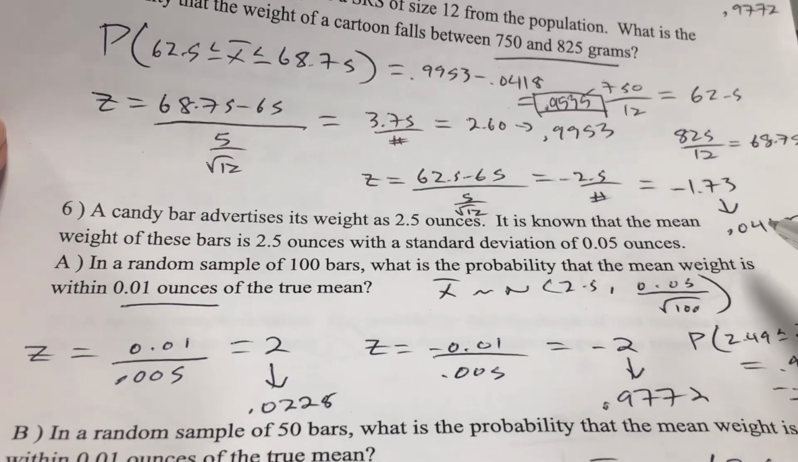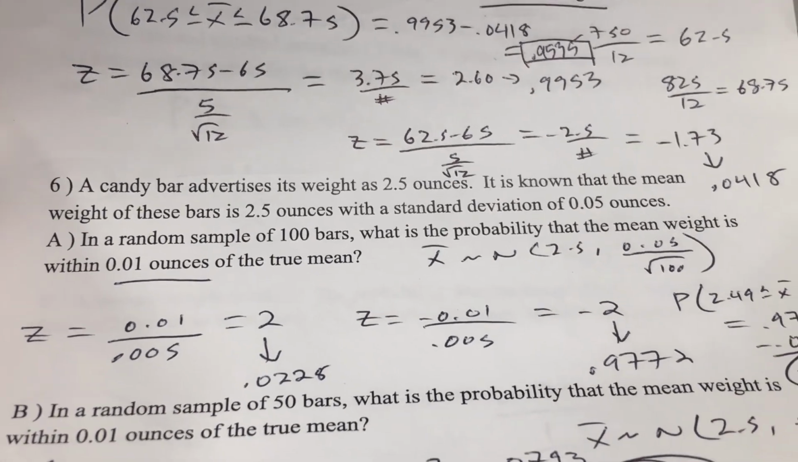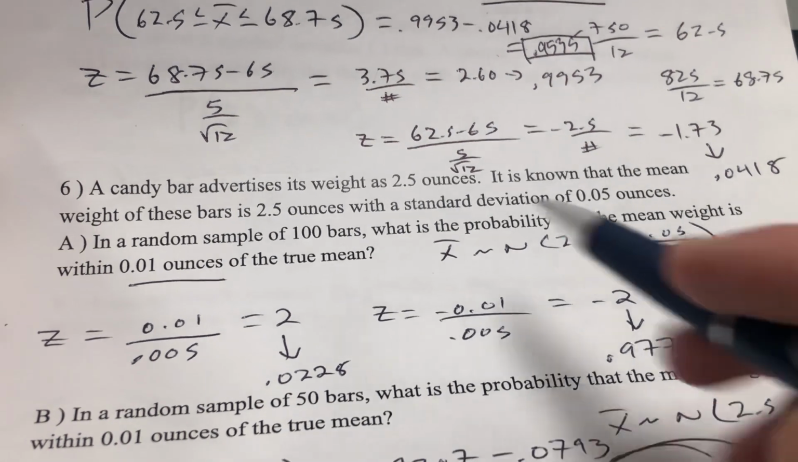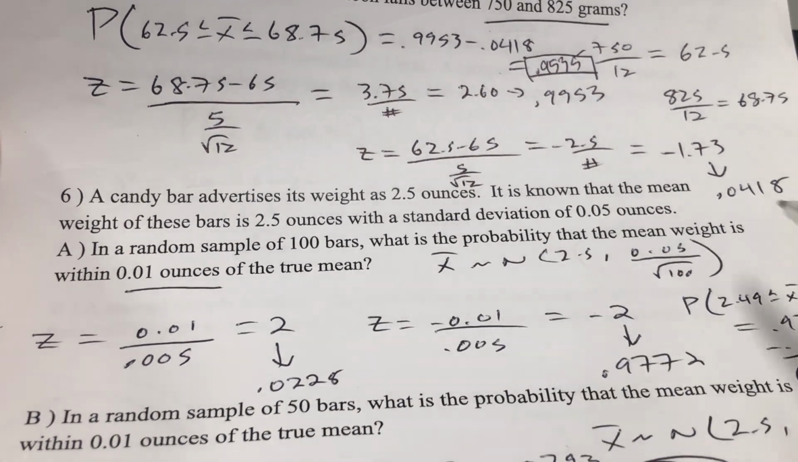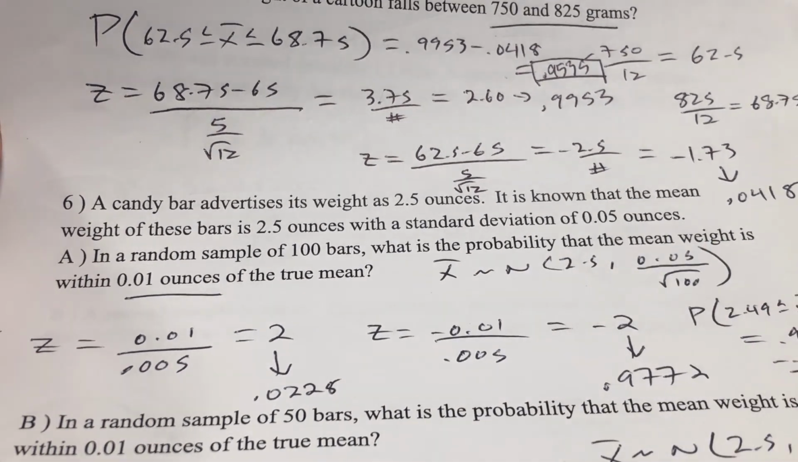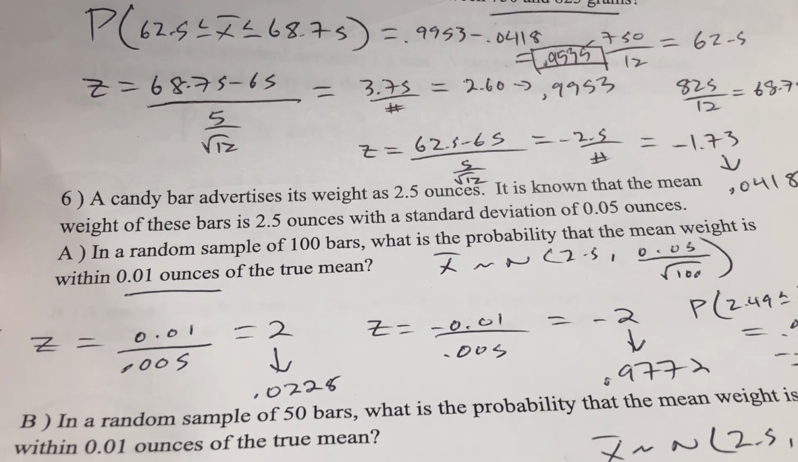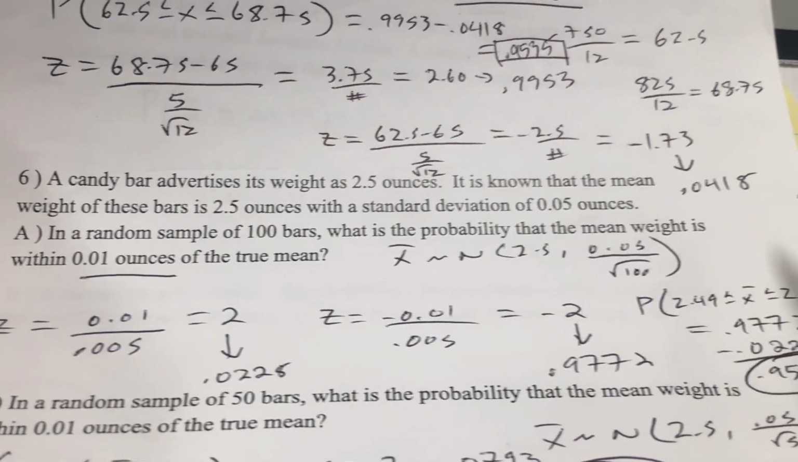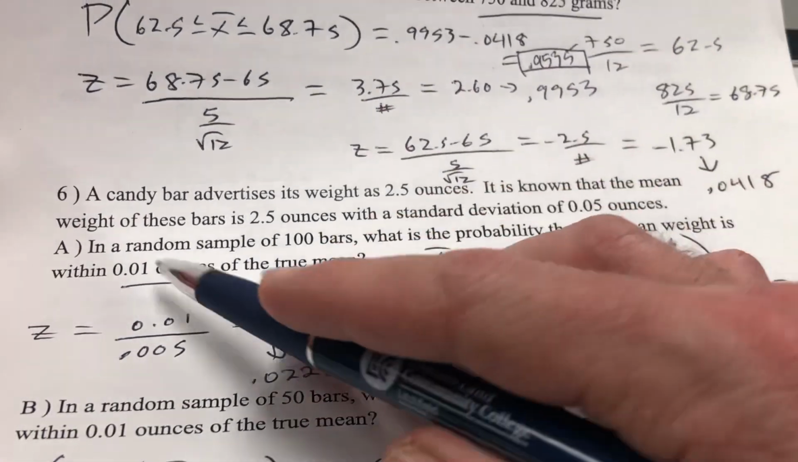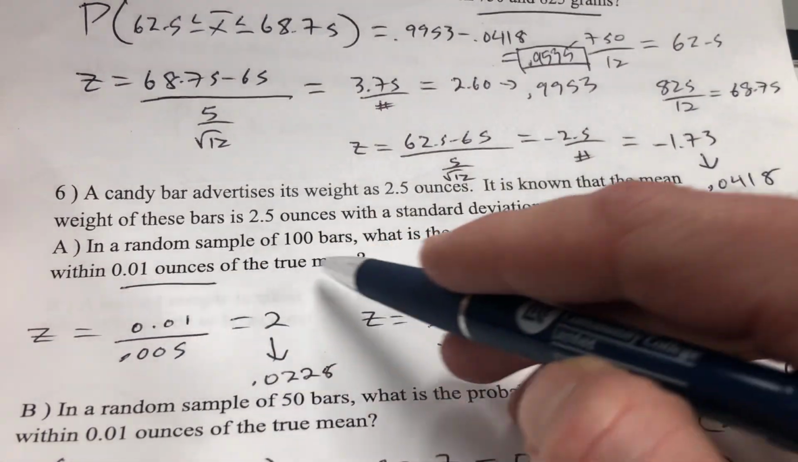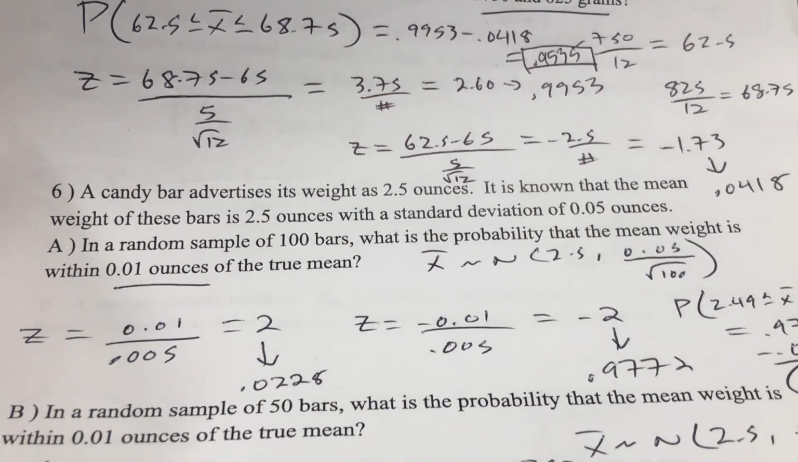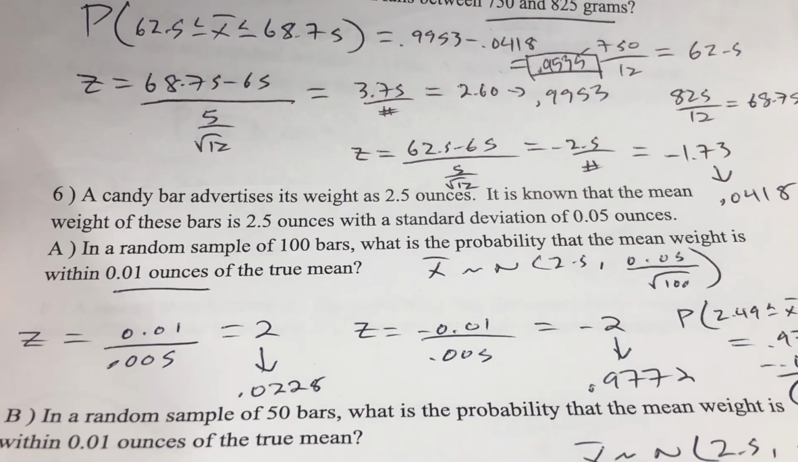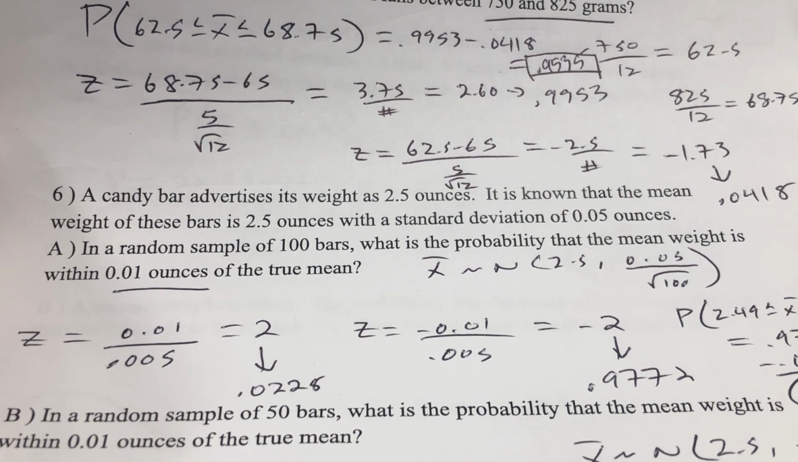Profits sink too. A candy bar advertises its weight at 2.5 ounces. It is known that the mean is in fact 2.5 ounces, but it has a standard deviation of 0.05. So there's some variability. In a random sample of 100 bars, what is the probability that the mean weight is within 0.01 ounces of the true mean? So they've got to calibrate something, because it's done by some sort of machine. We want to make sure the machine is working.